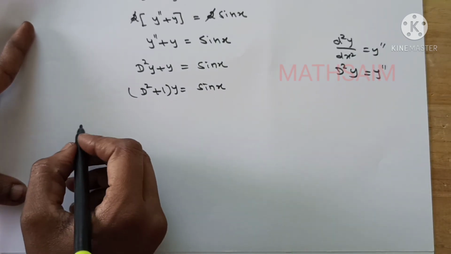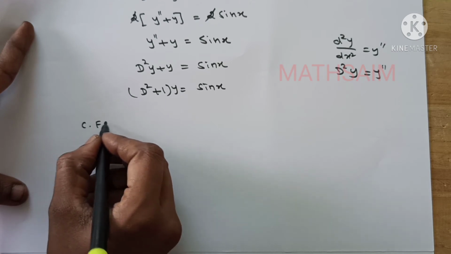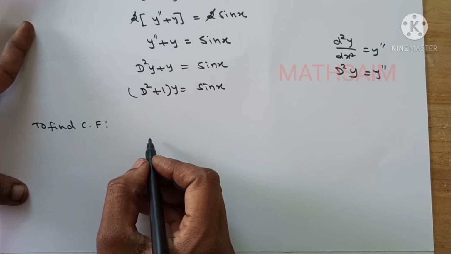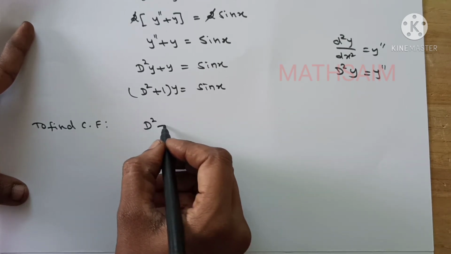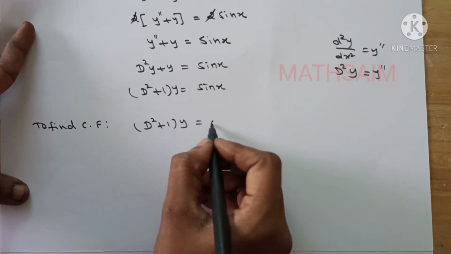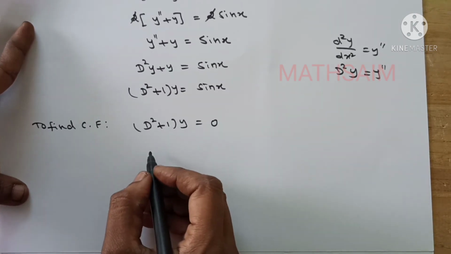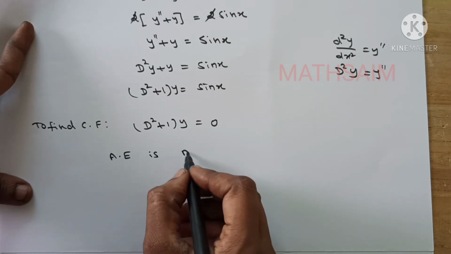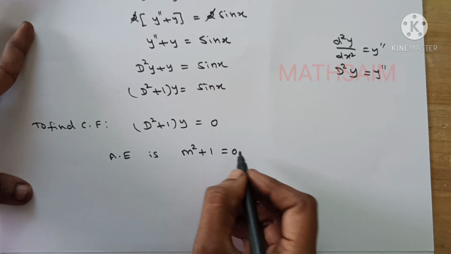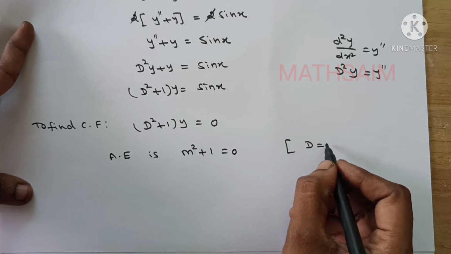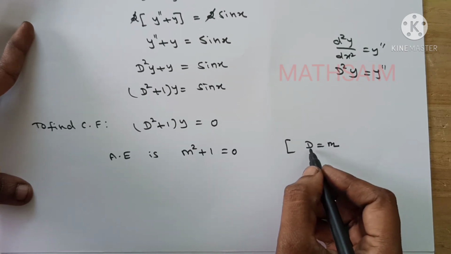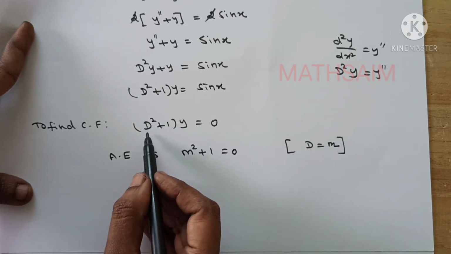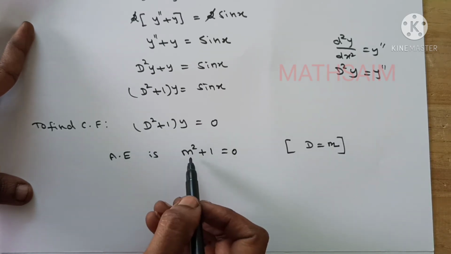Okay, first we will find the complementary function. To find the complementary function, what we need to do? We need to write the homogeneous equation. What is that? Simply replace the right hand side function by 0. That's all. Now we are going to write the auxiliary equation. What is that auxiliary equation? The auxiliary equation is m square plus 1 equal to 0. That means we are going to replace the d by m. That's all. By replacing the d by m, we get the auxiliary equation.